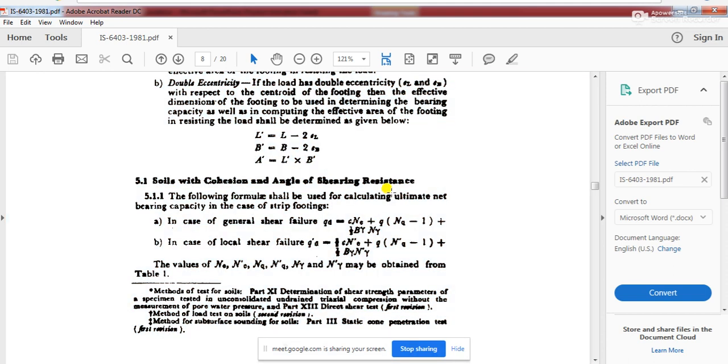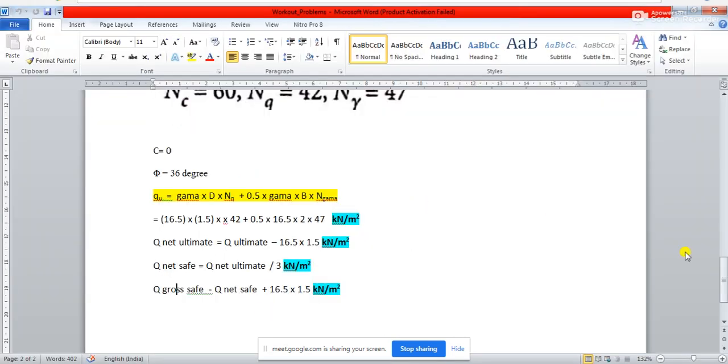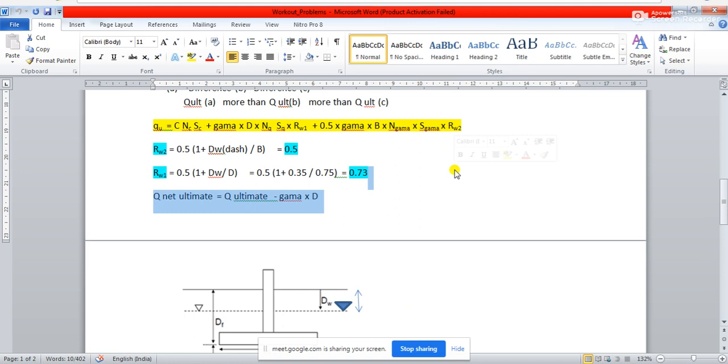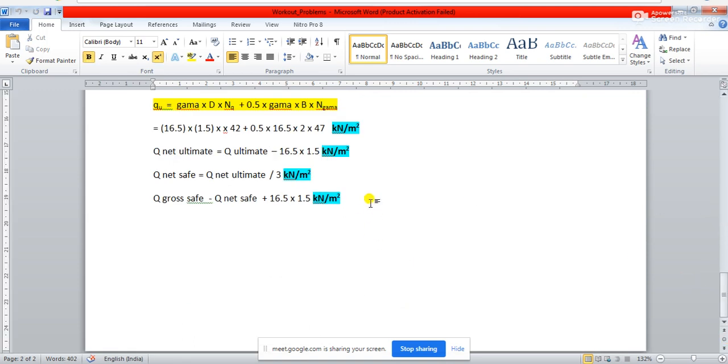The code is not saying ultimate bearing capacity. Instead, you notice it is saying ultimate net bearing capacity. That means the code is talking about net ultimate bearing capacity, and that's why this formula is taking this form. Now let us see what this formula is. We have already understood this in our bearing capacity equation. In the previous problem, whatever we discussed, from that I'll take that formula and show you.